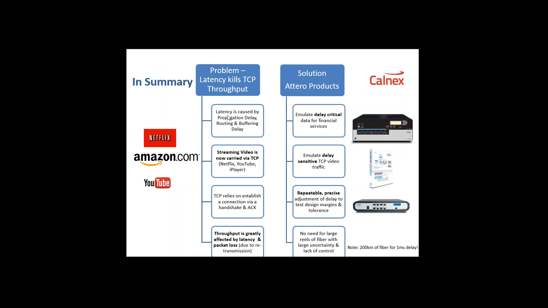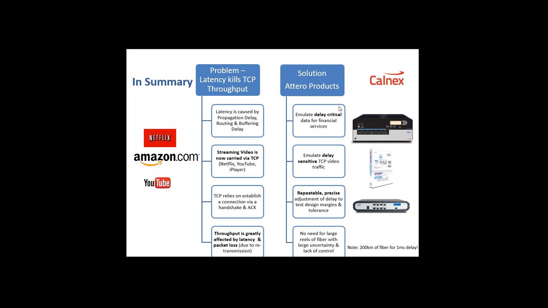So in summary, latency, which is caused by the propagation across the fiber, across great distances, routing equipment, as well as the buffering and queuing within the equipment, causes latency in a network. The fact is that streaming video and a vast majority of internet traffic today is carried via TCP, which relies on a connection via handshake and acknowledgement process. And therefore, throughput is greatly affected by latency and loss, because retransmission as well as a stepping down of the throughput occurs because of the TCP protocol.